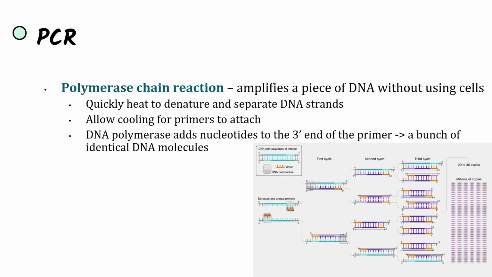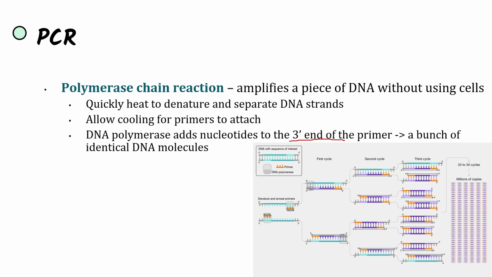Next up is PCR, or polymerase chain reaction, which allows amplification of a piece of DNA without using cells. So without going through cell division, we can amplify a piece of DNA and do some insane replication. And so first of all, you have to quickly heat the DNA in order to denature and separate the DNA strands. Then there's some cooling done so primers can attach, and then DNA polymerase is introduced and adds nucleotides to the 3' end of the primer. And so we get a bunch of identical DNA molecules.